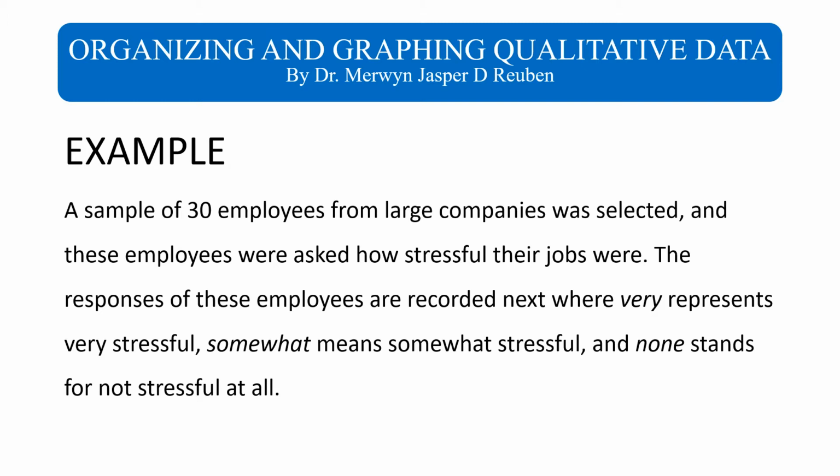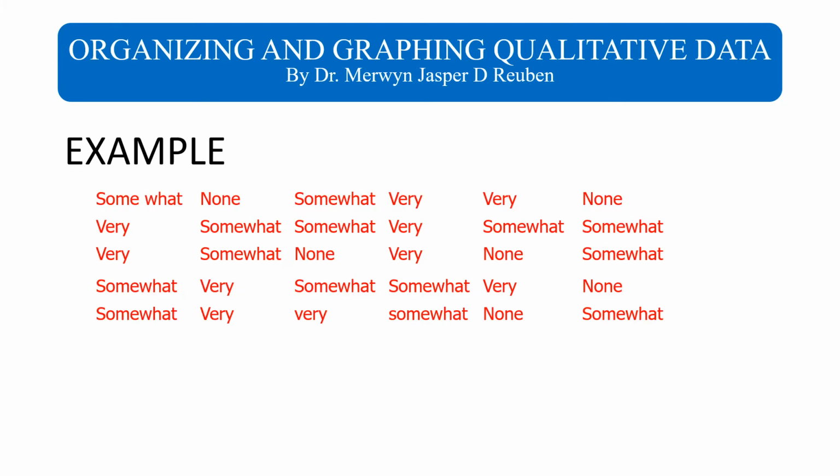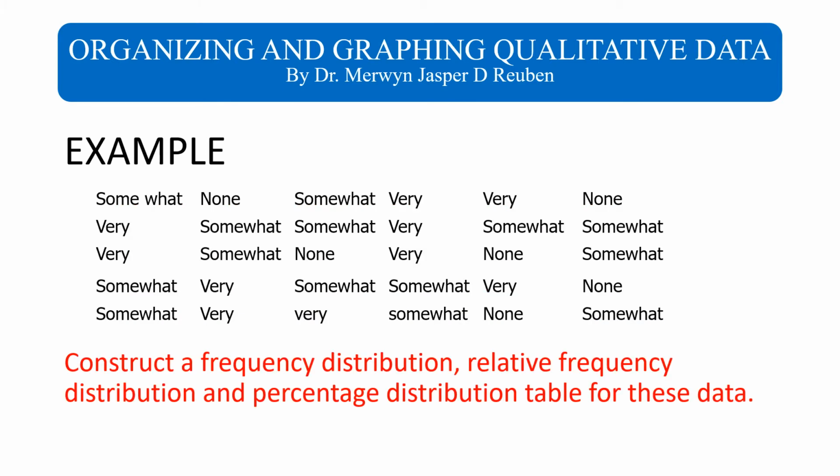So here a sample of 30 employees of large companies was selected and these employees were asked how stressful their jobs were. The responses of these employees are recorded next, where very represents very stressful, somewhat means somewhat stressful, and none stands for not stressful at all. So the data is given here. We are asked to construct a frequency distribution, relative frequency distribution and percentage distribution table for these data.